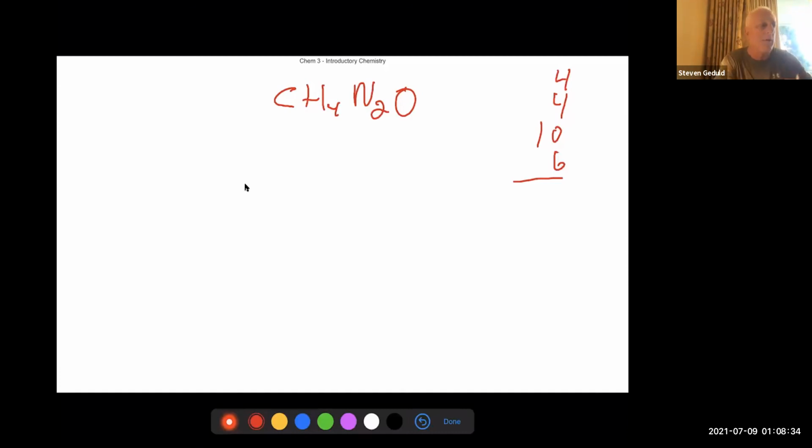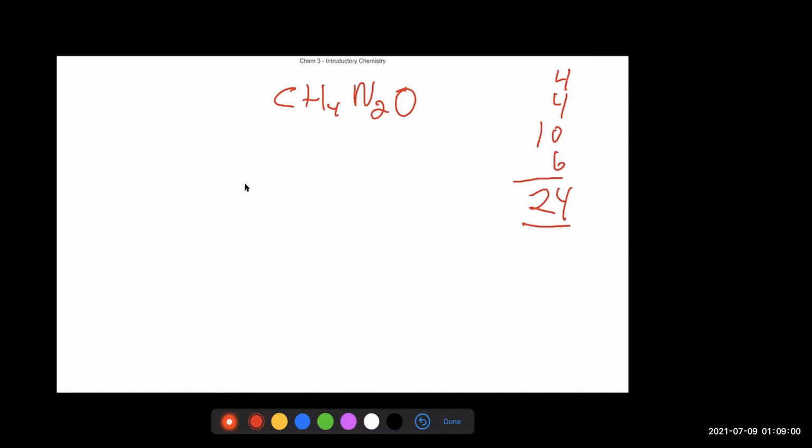All right. So now we've got valence electrons. We got 4 from carbon, 4 from hydrogens, 10 from nitrogens, and 6 from oxygen. So we add those together. You have 4, 8, 18, 24, right? So we need 24 valence electrons. Everybody see how we got 24? Yes. All right. Perfect. Good.